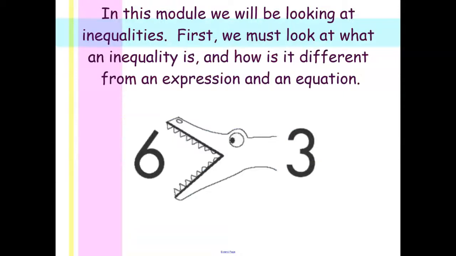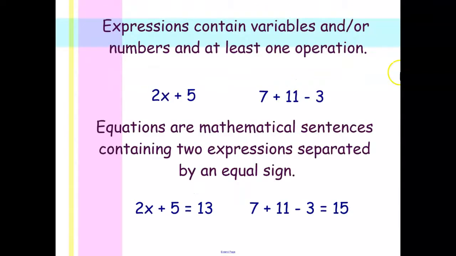All right, so we're going to start by looking at what an inequality is and how it's different from an expression and an equation, which is what we were dealing with before. Expressions have variables and numbers and at least one operation, and they could even not have a variable too. So here's some examples. Equations, or math sentences, as they call them when you're younger, have two expressions, one on each side, and they're separated by an equal sign. So equations have equal signs.